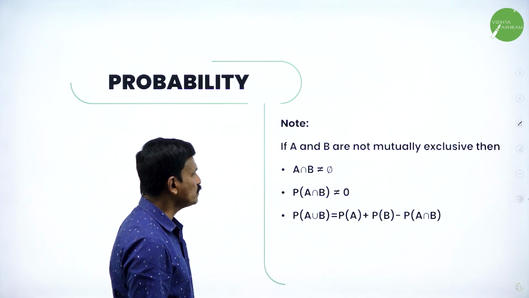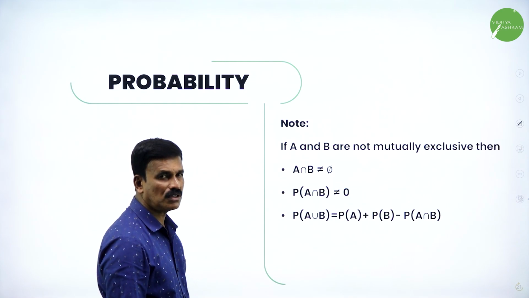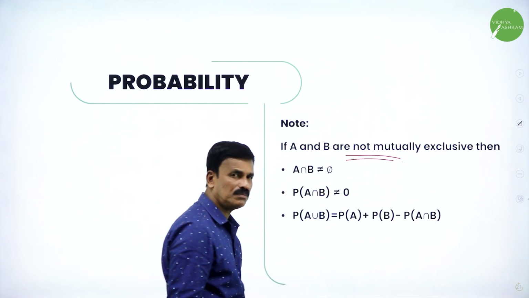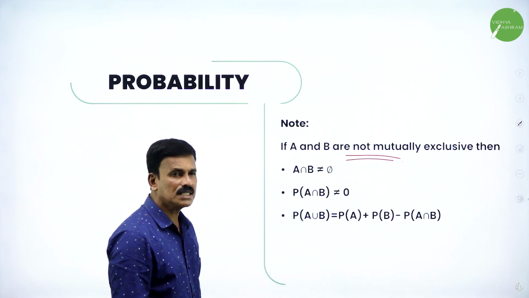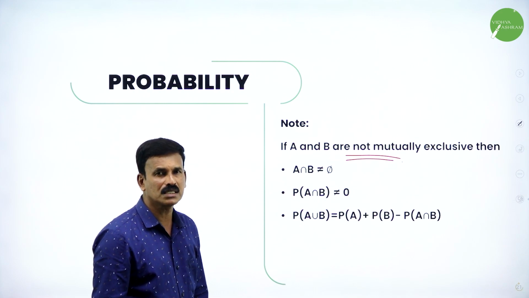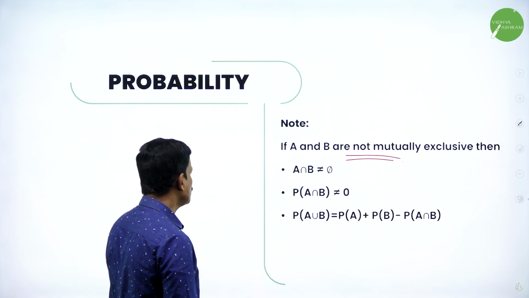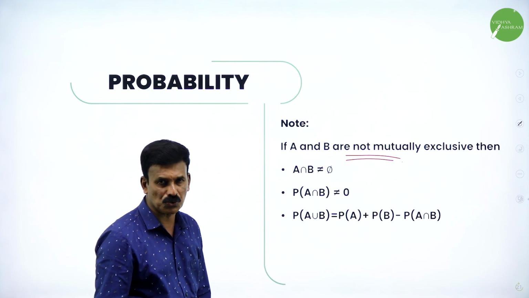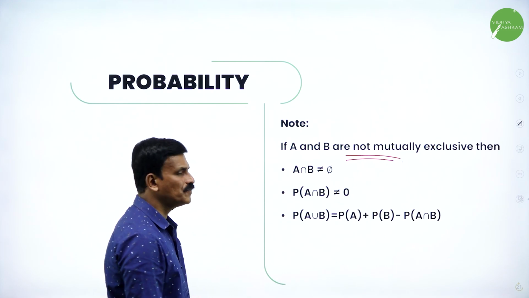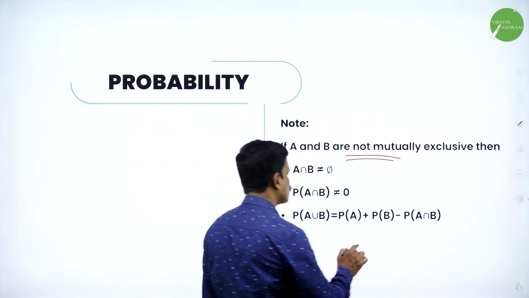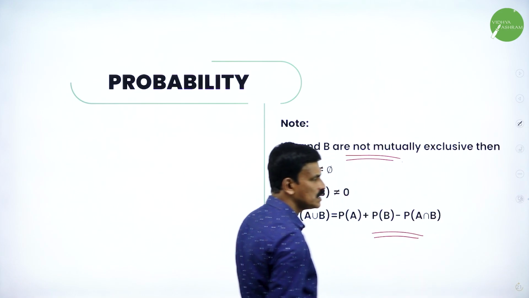If A and B are not mutually exclusive, then A intersection B is not equal to a null set. And if A intersection B is not a null set, it means the probability of A intersection B is not equal to 0. Probability of A union B is equal to probability of A plus probability of B minus probability of A intersection B. See the difference.